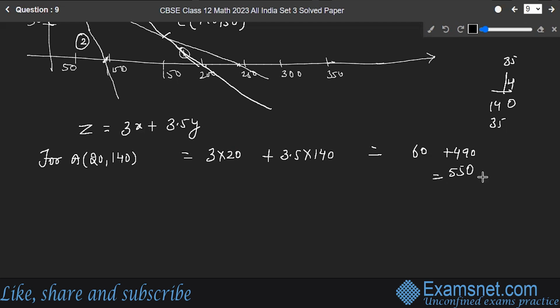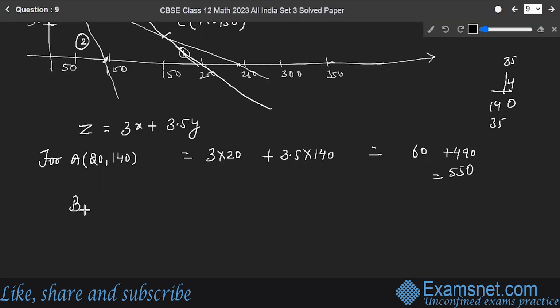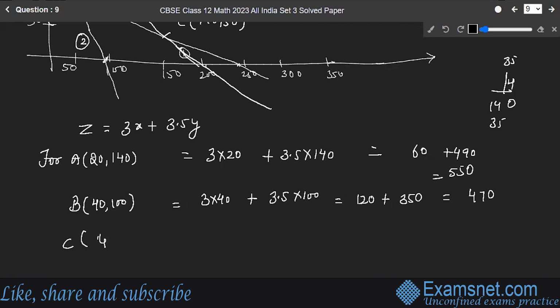That is equal to 550. For B, the points are 40 and 100. So this becomes 3 into 40, 3.5 into 100, which is 120 plus 350, which becomes 470. For the point C, which is 140, 50, it is 3 into 140 plus 50 into 305, which on solving will give you 595.